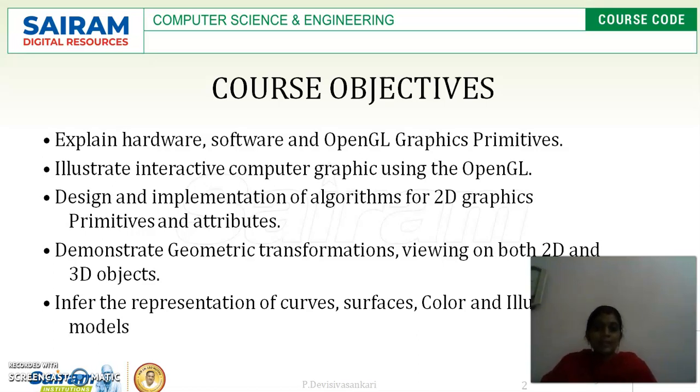The next main objective is to demonstrate geometric transformations and viewing on both two-dimensional as well as three-dimensional objects. And the final course objective is to enforce the representation of curves, surfaces, color and illumination models. So these are the different course objectives.